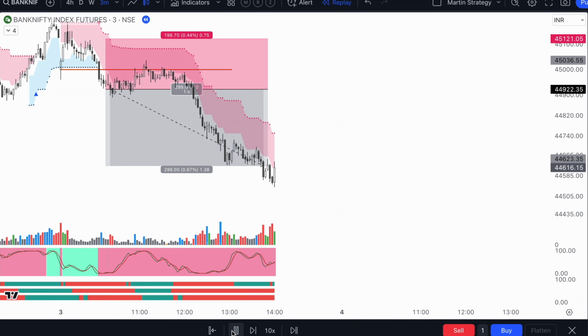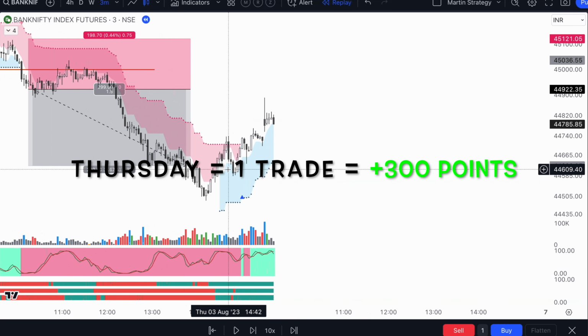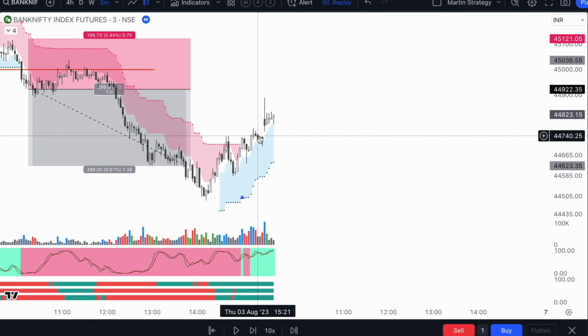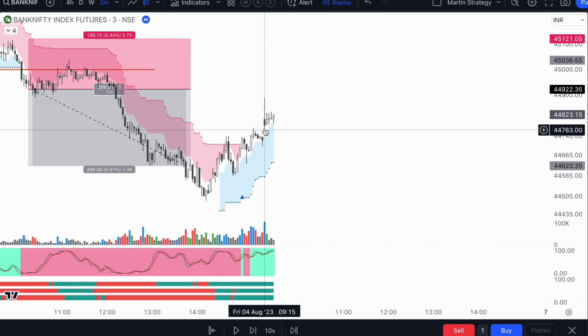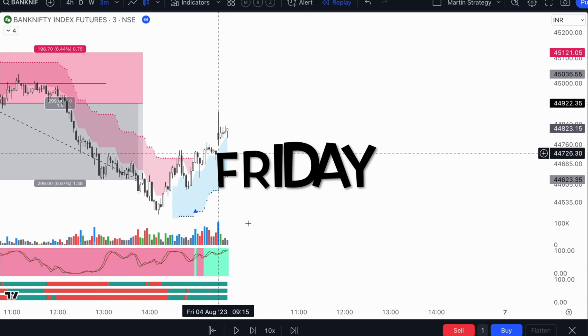So let's move on. So again, we have a reversal here. So no trades because the price was within the cloud. Again, the day was ended. This is a Friday. So let's see how the strategy performed on Friday.